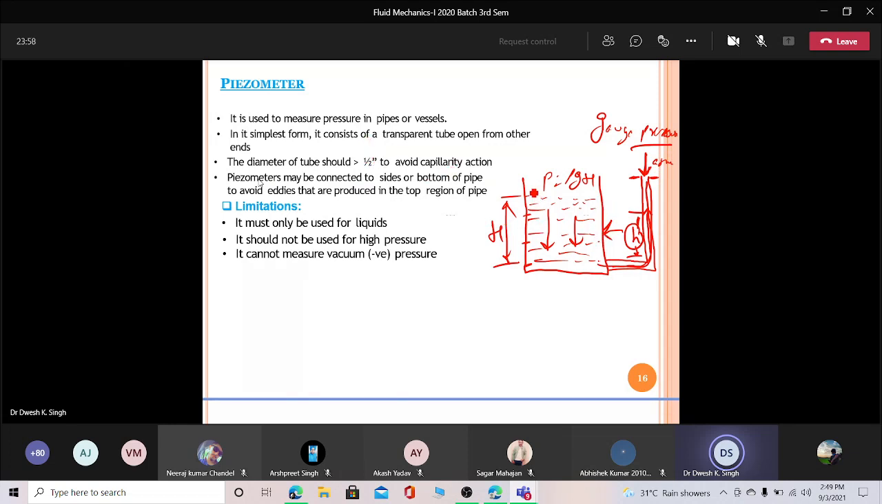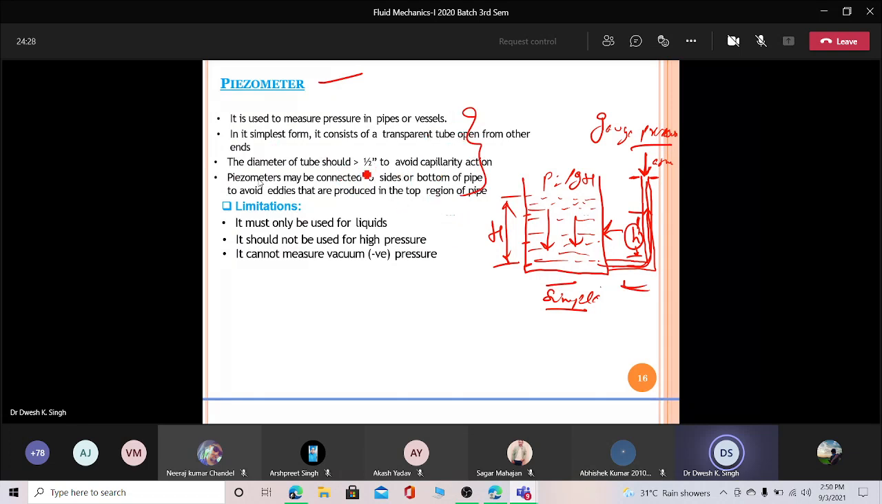So this is the very simple, very conventional, very first type of manometer, you can say. The name is piezometer. It is not useful for measuring very high pressure. It is just for very small pressure. We use the piezometer for very small pressure. All the things written here are the same as we have discussed.